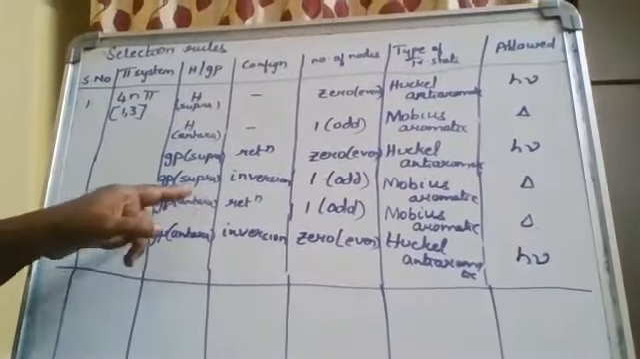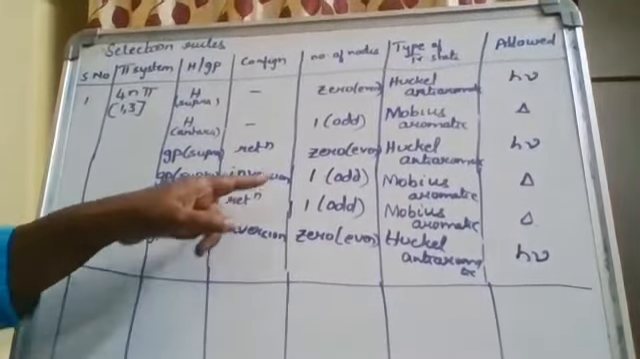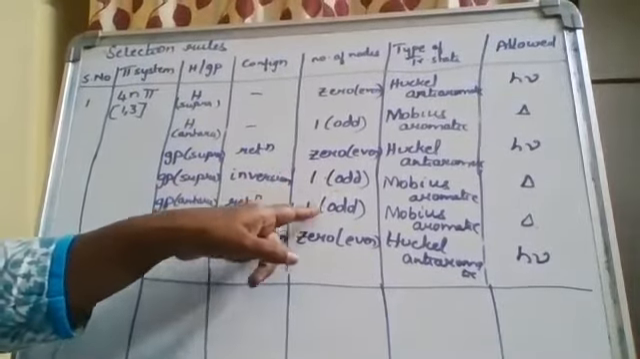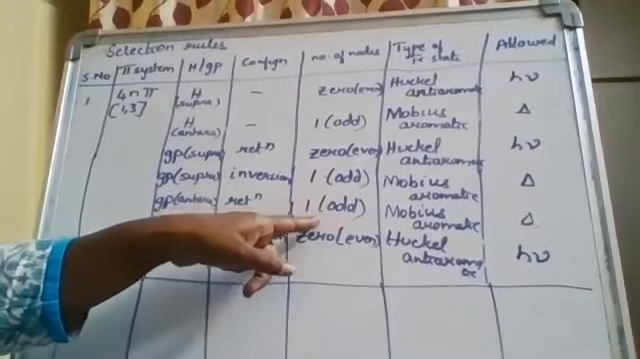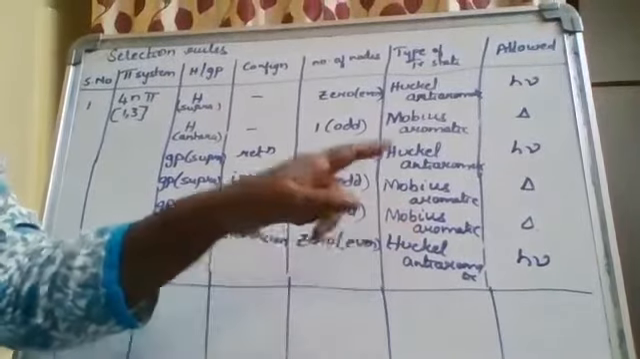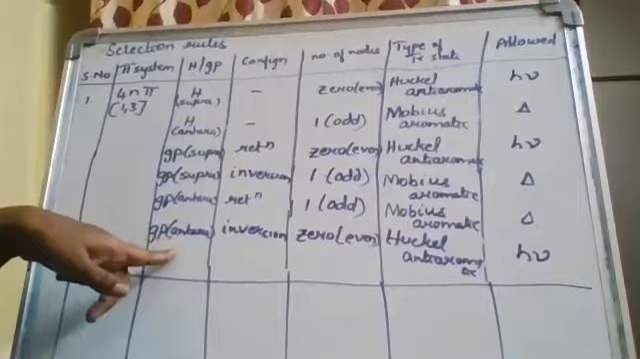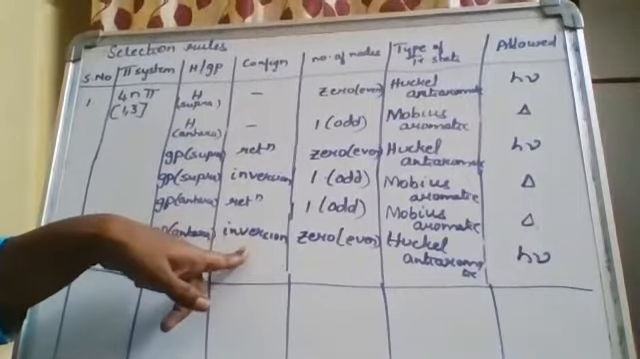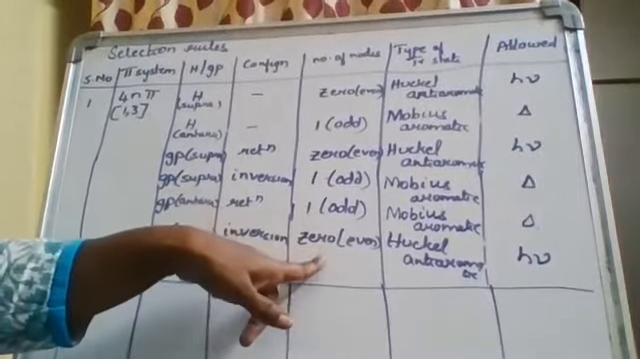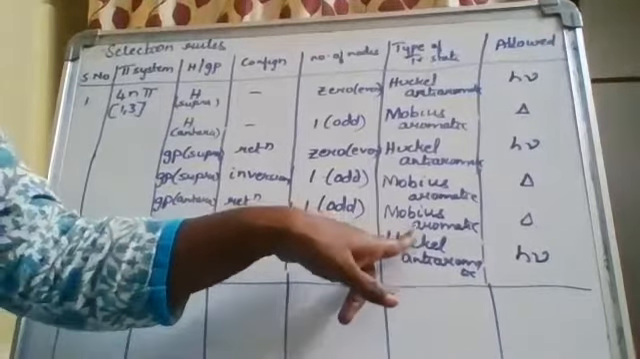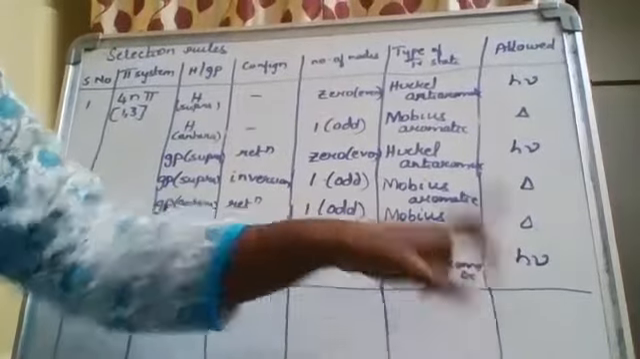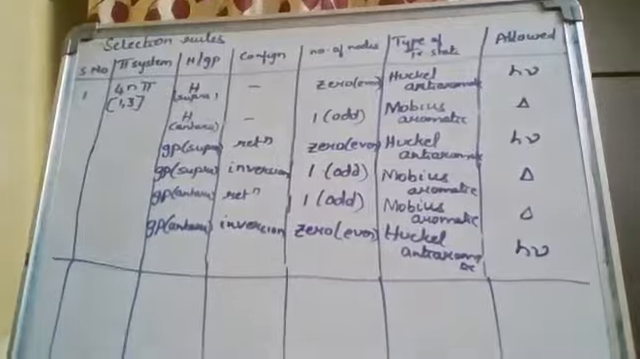Group migration antarafacially with retention of configuration involves one node, that is odd number. It's a Mobius aromatic transition state, hence thermally allowed. It's a group migration antarafacially with inversion of configuration, involves 0 nodes. It is a Huckel anti-aromatic transition state, hence photochemically allowed.